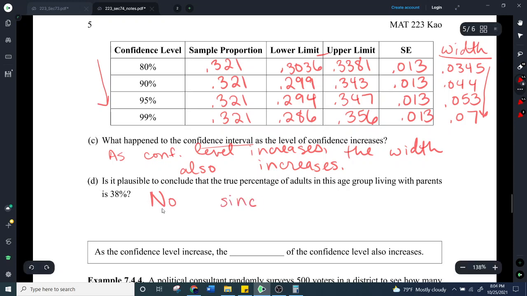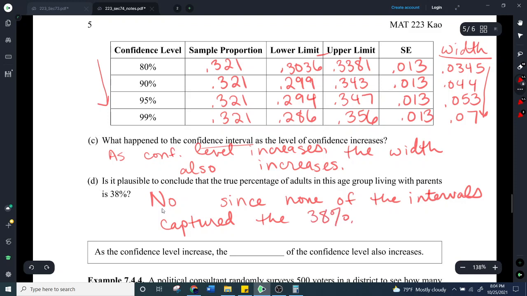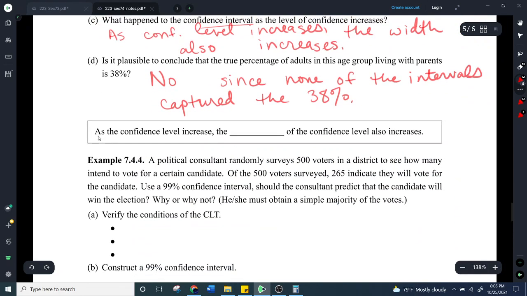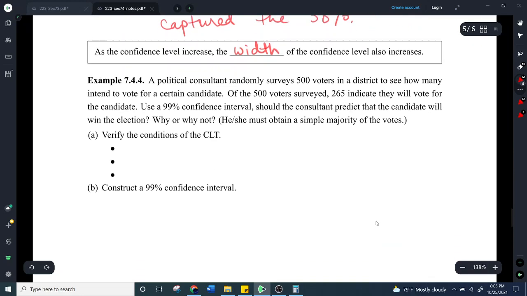So we can say since none of the intervals captured the 38%. So since none of these included 38%, I would say no, that number is not plausible. Just to summarize what we just said: as the confidence level increases, the width of the confidence interval also increases.